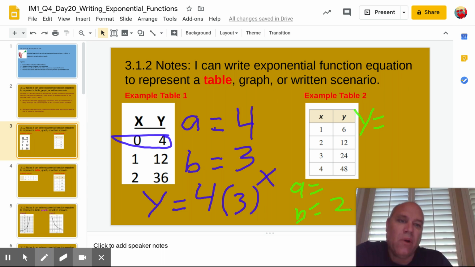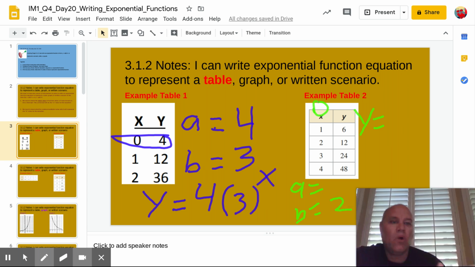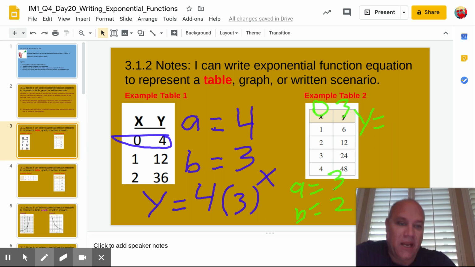Now what we need to figure out in the table is, when x is 0, what's y? Well, you reverse engineer this. You go backwards: 48 to 24, 24 to 12, 12 to 6. What do you multiply by when you go backwards? That's right, you're multiplying by 1/2, or you can think of it as dividing by 2 each time. So what's 6 times 1/2? 3. What's 6 divided by 2? 3. Either way, we get 3, so our a value is 3.